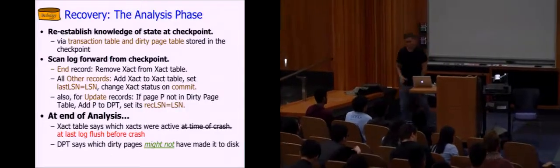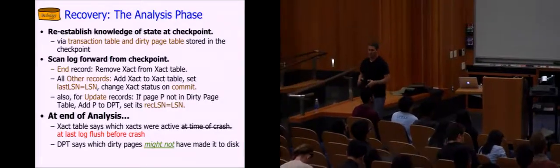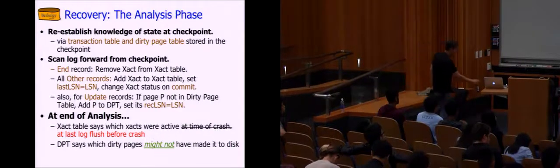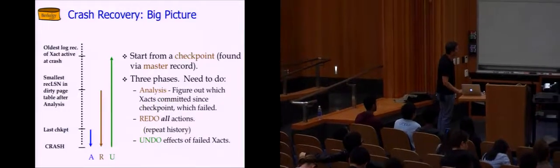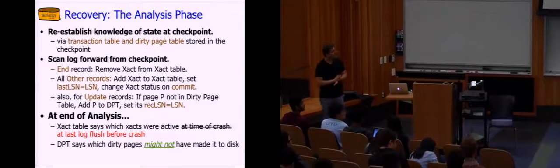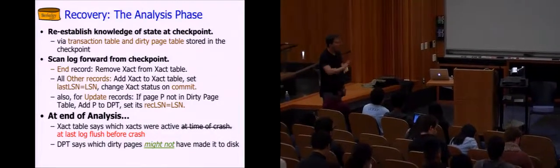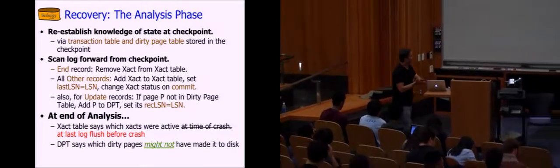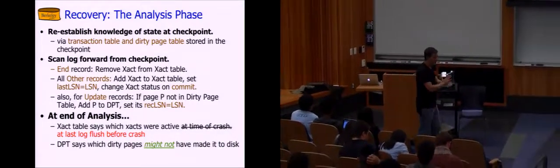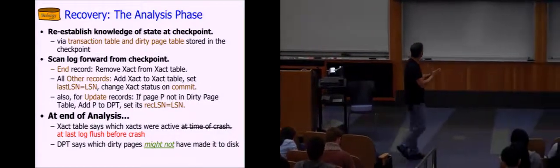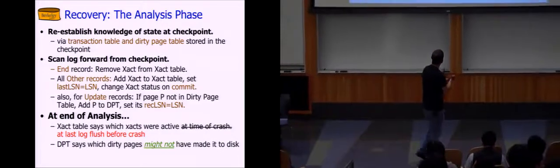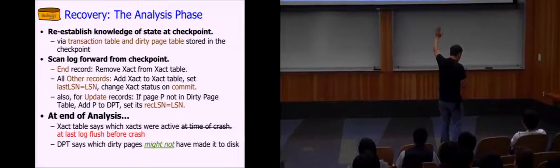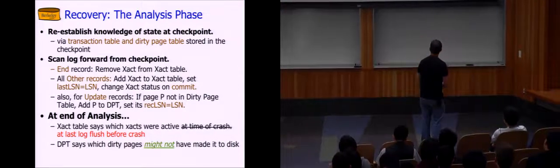All right, let's take these phases one at a time. The analysis phase. Remember, the analysis phase starts from the checkpoint records. Okay? So we're going to reestablish knowledge at the time of checkpoint. We want to get back to where we were at checkpoint time. So we're going to take the transaction table and the dirty page table that we wrote in that checkpoint record. And we're going to scan the log forward from that checkpoint. All the things that happened since the checkpoint need to get reflected in those main memory data structures.